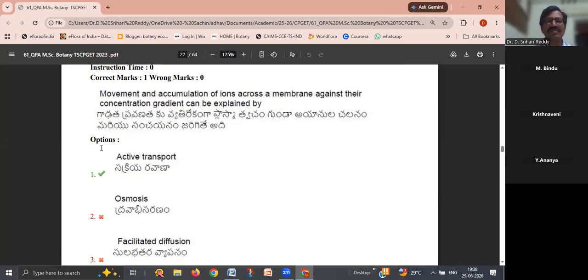So if on one side there are more ions, and on the other side there are fewer ions, usually ions move from the high concentrated area to the low concentrated area through the membrane. It does not require any energy. That is called passive transport. The transport which occurs without use of any energy, because ions move from high concentration to low concentration. It is a natural process, so it doesn't require any energy.